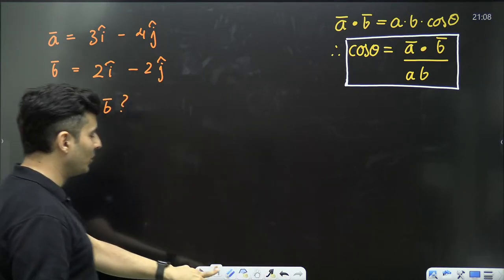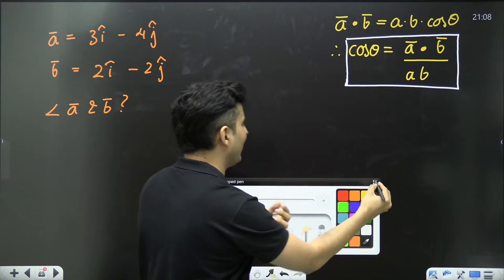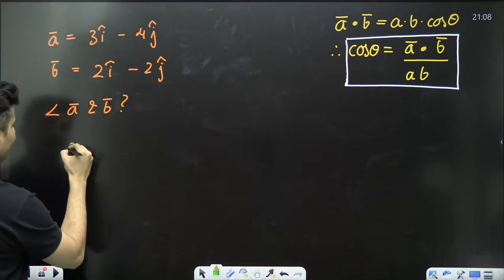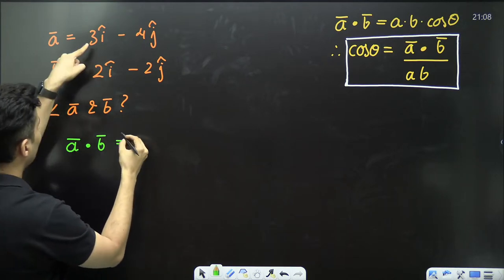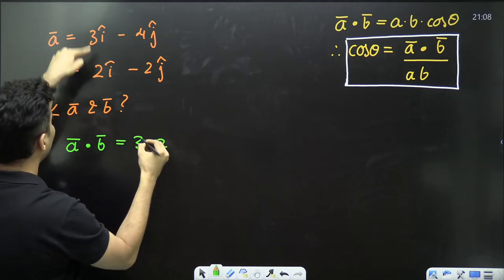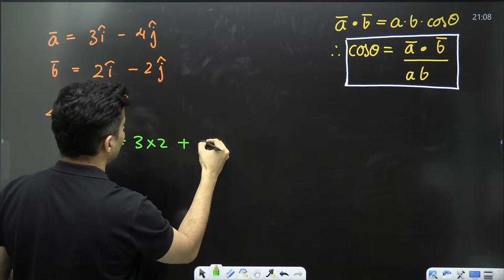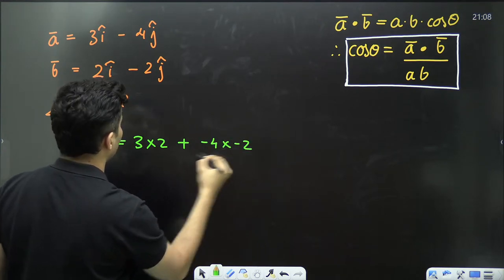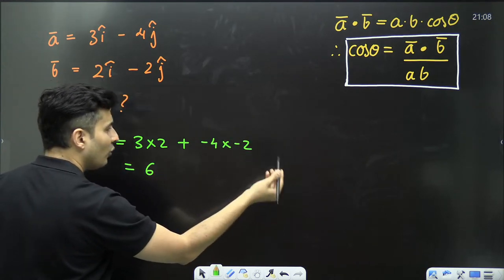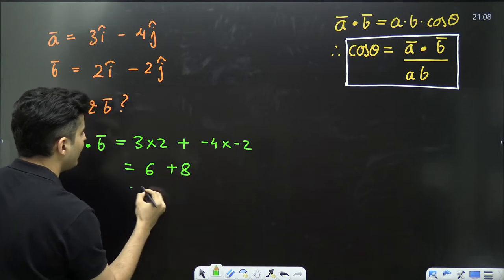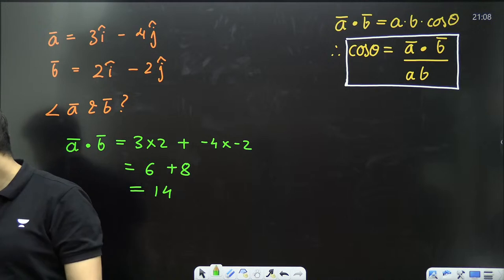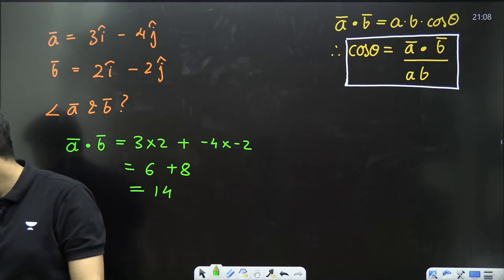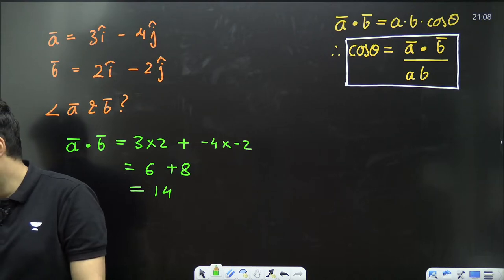Let's do this. First of all over here, guys, find A dot B, the numerator. What is A dot B? It will be 3 into 2, I with I, J with J, plus minus 4 into minus 2. 3 2s are 6, 4 2s are 8. What is the answer? It is 14. A dot B is 14? Honestly, no. The correct answer is 14.